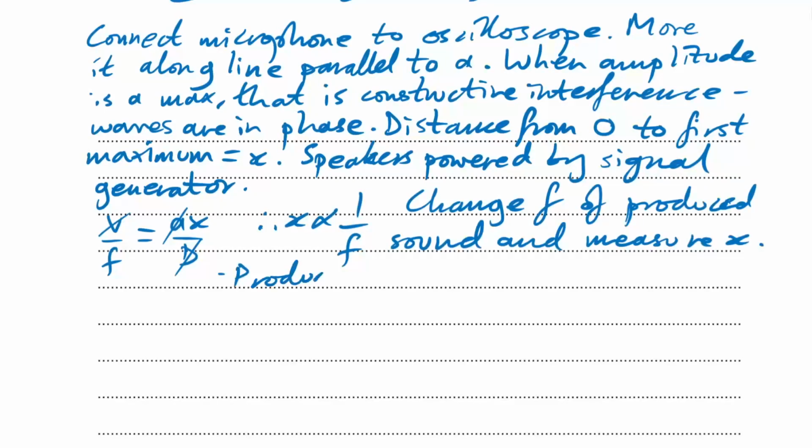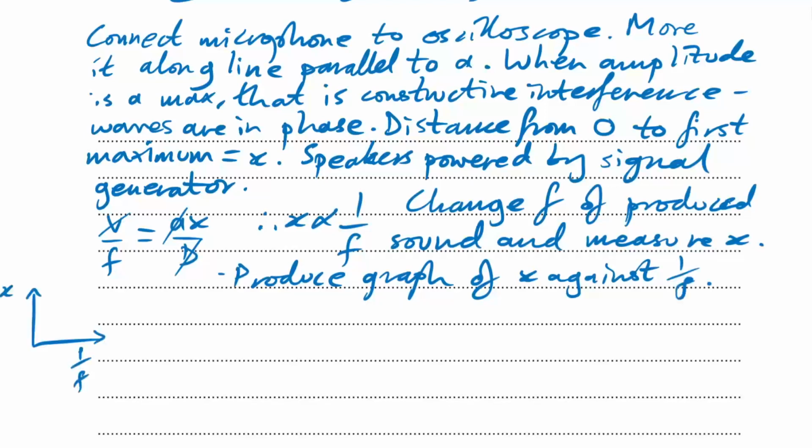Next, we're going to produce a graph. We always want to produce a graph. Produce a graph of X against 1 over F. And we should end up with a nice straight line. And the gradient of that, of course, is going to be equal to everything else that we've crossed out here. So if we rearrange it, move A and D to the other side, that's VD over A.